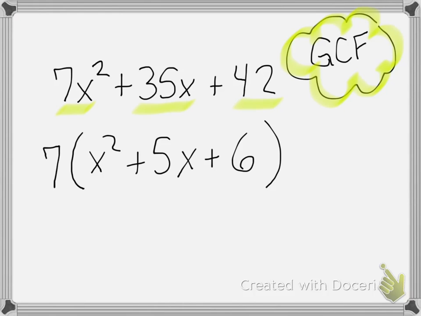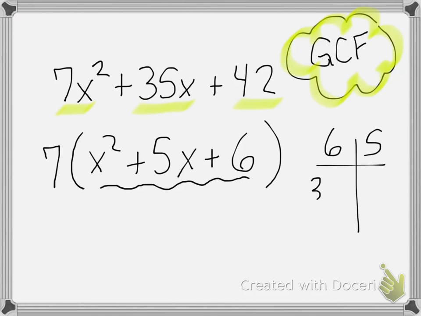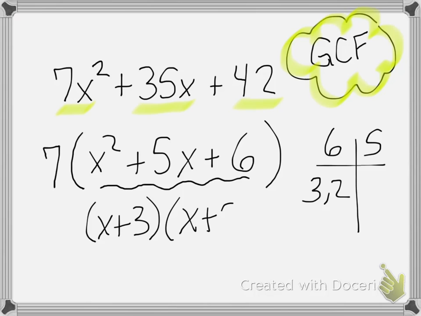Once you factor those numbers out, then it's easier to factor this part. So now I can say, okay, what multiplies to 6 and adds to 5? Well, that's 3 and 2. So I can go x plus 3, x plus 2, and I also have that 7 out there. That right there is easy to forget to bring down. I probably should have brought it down.